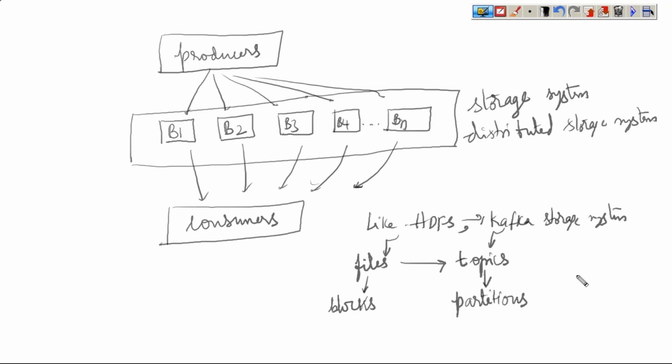So what gets stored on each machine in HDFS? Blocks get stored. Likewise in the Kafka storage system, what will be stored here? Partitions will be stored. Okay, remember this point.